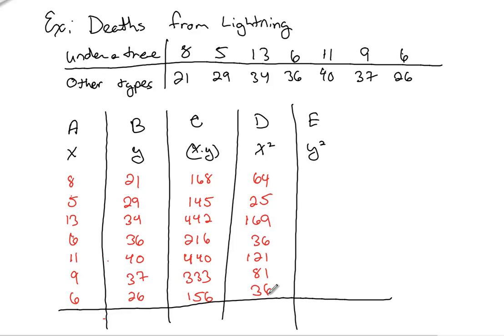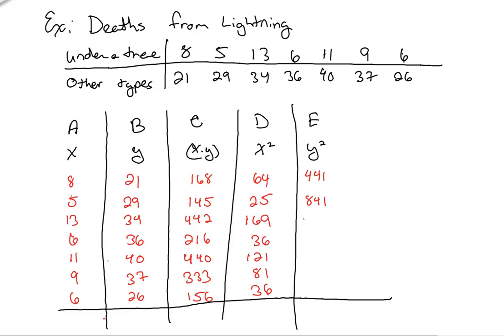Then my last column, which is the y squareds column. That means I'm going to take 21 times 21, and I'll get 441. 29 times 29 is 841.